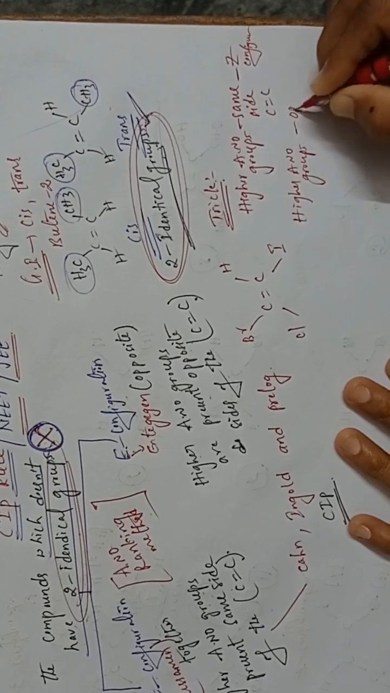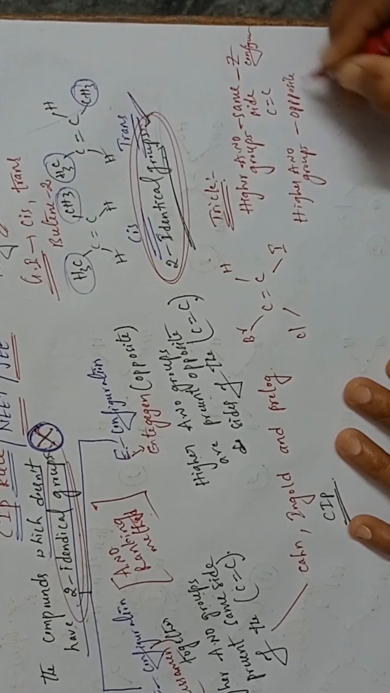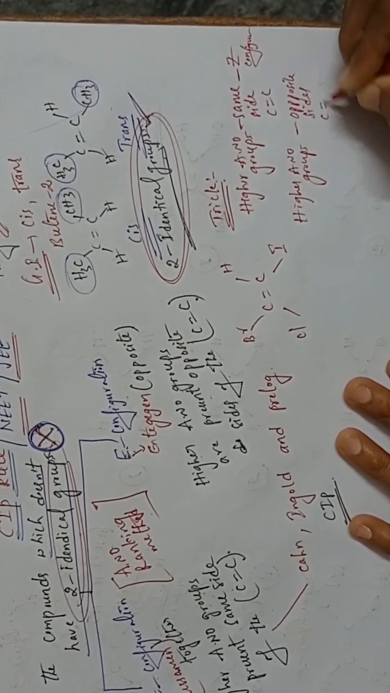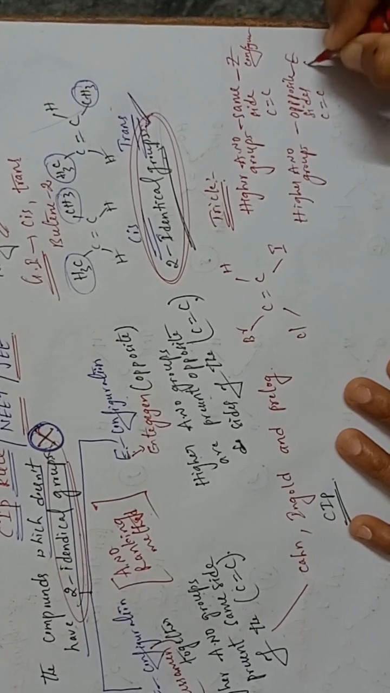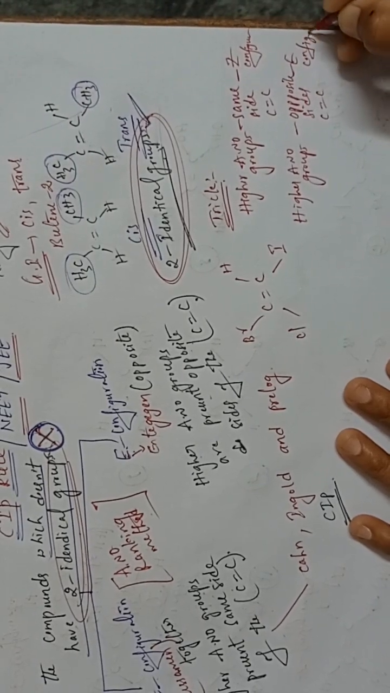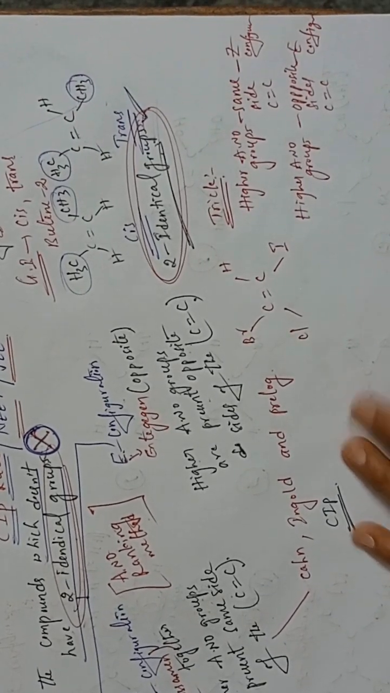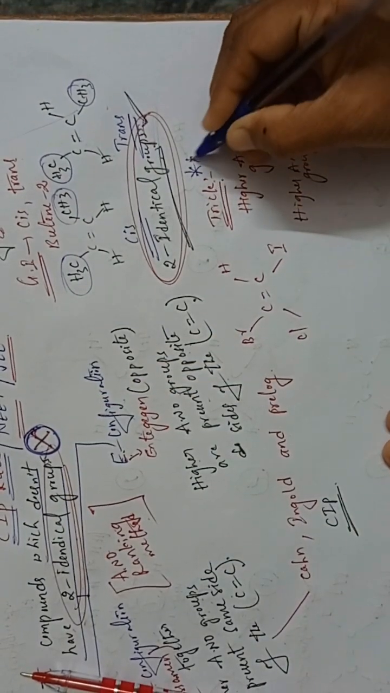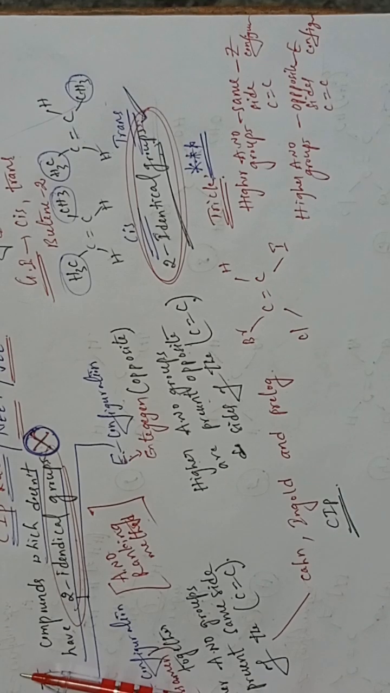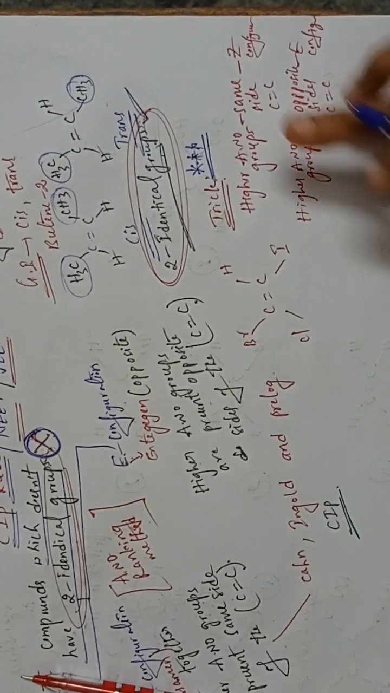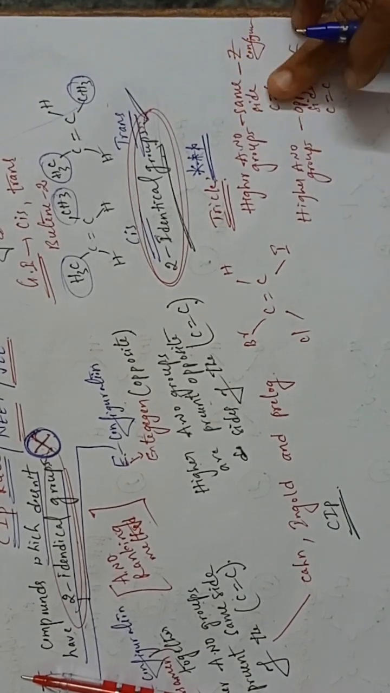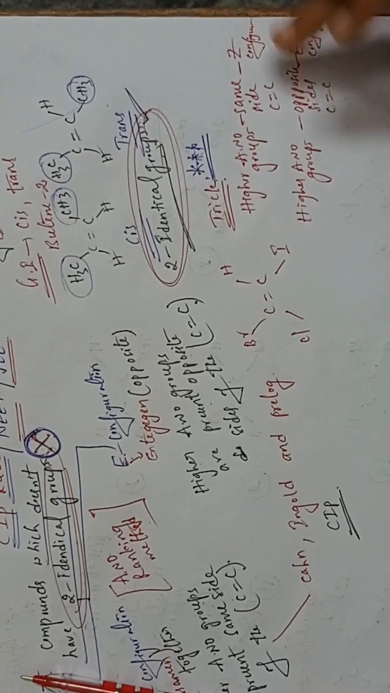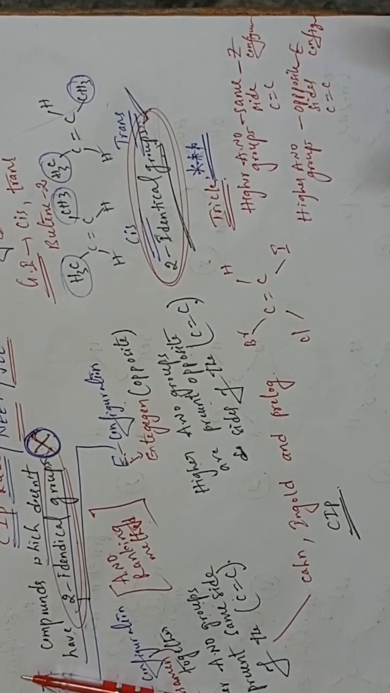Next, if the higher atomic number groups are present on opposite sides of the doubly bonded carbon atoms, that is E configuration. Clear students? E configuration. Just keep this trick in your mind: higher atomic number groups on the same side means Z configuration, opposite sides means E configuration.